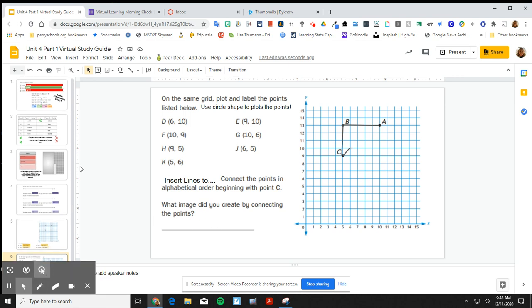So that is the end of the Unit 4, Part 1 Study Guide. Again, you're going to go over these correct answers with your teacher in the Google Meet. Good luck.